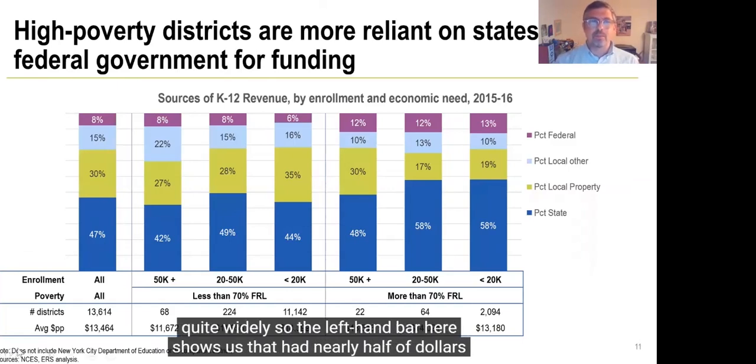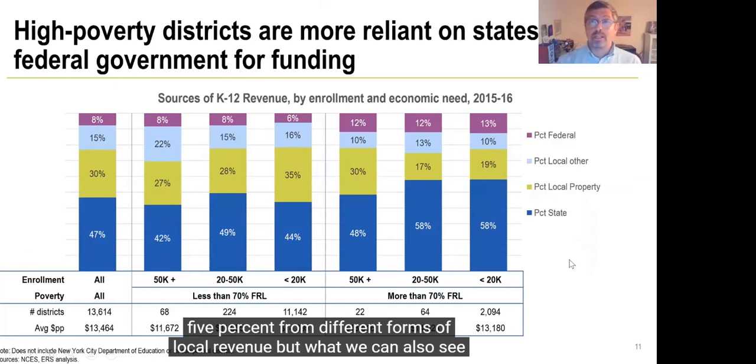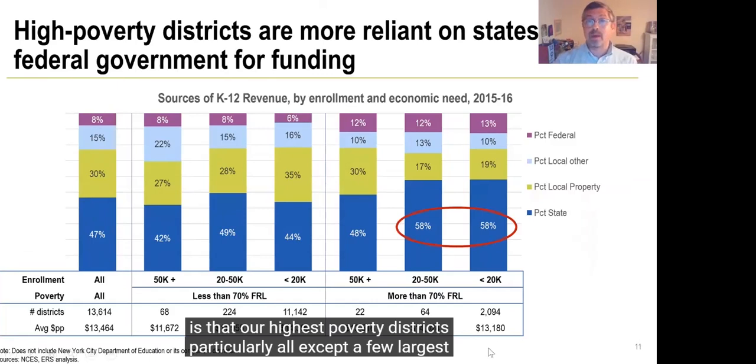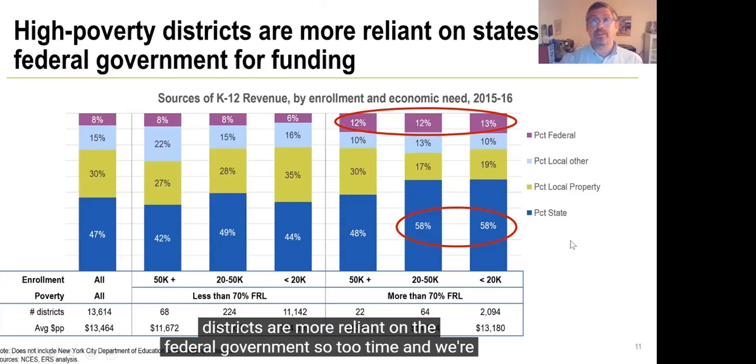So the left-hand bar here shows us that nearly half of dollars on average in school districts around the country come from state revenues. About 8% comes from the federal government and another 45% from different forms of local revenue. But what we can also see is that our highest poverty districts, particularly all except the few largest ones, are more reliant on state revenue. And also all of our higher poverty districts are more reliant on the federal government.